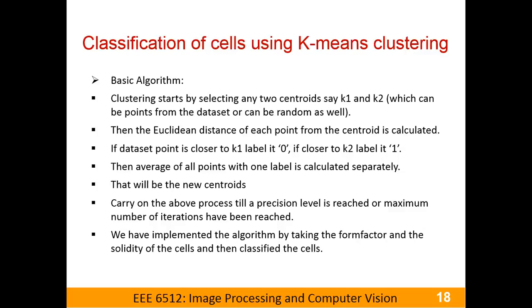So the centroids are calculated again and again until a precision level is reached. After a number of iterations, or after a certain level of precision has been reached, we stop the process, and that is how we do the clustering. We have implemented the algorithm by taking the form factor and the solidity of the cells, and then we have classified the cells as healthy cells or leukemic cells.